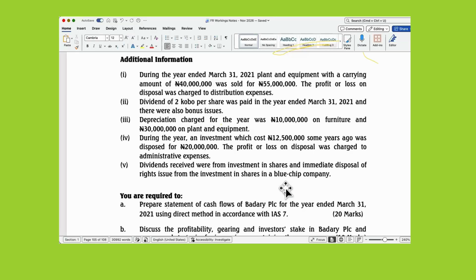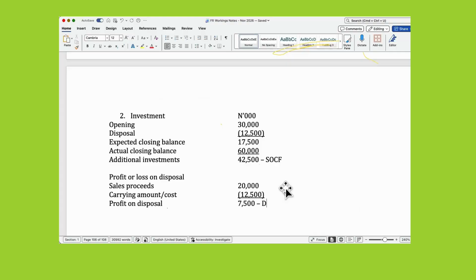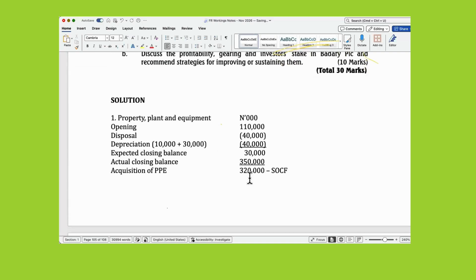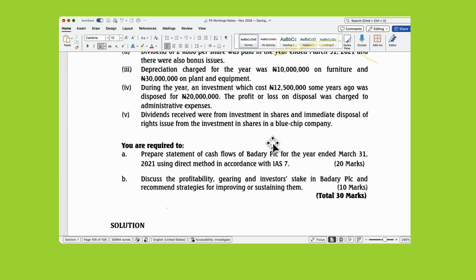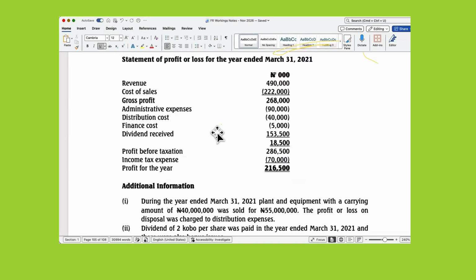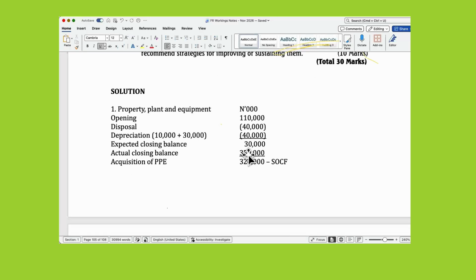So what do we do to it now? We need to add it back to admin. Exactly. So even this depreciation in note 3, where did they tell us they treated it? They didn't even tell us where it was treated, but I know it's a non-cash item, so we need to assume that it will be in admin.